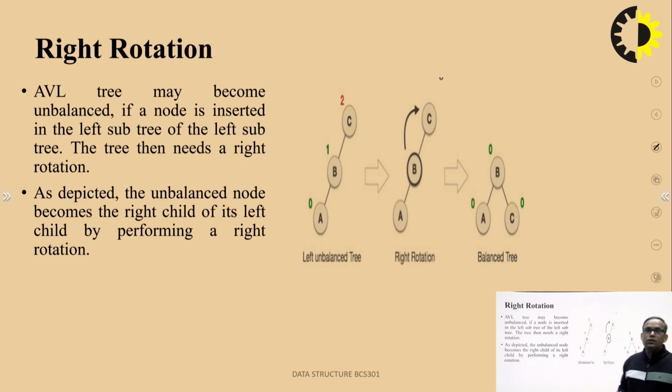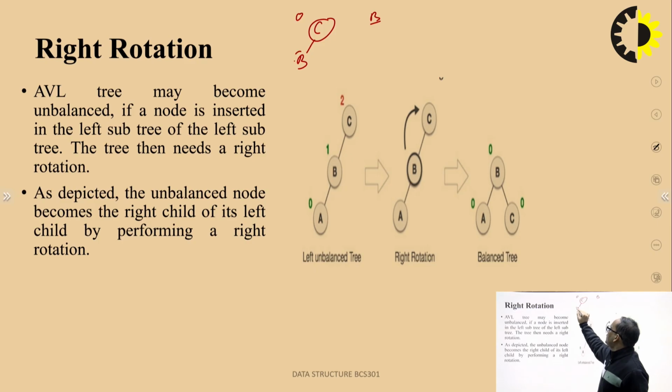The second one is the right rotation. When do we need to perform the right rotation? If an AVL tree becomes unbalanced because a node is inserted in the left subtree of the left subtree, then we need to perform the right rotation. Suppose we have a particular node C. The balance factor of C is 0, because there is no left and no right. Now we have to insert B. Since the order of B is less than C, it will be inserted in the left. Now the balance factor of B is 0 and the balance factor of C becomes 1, because there is 1 left and no right. So 1 minus 0 is 1.